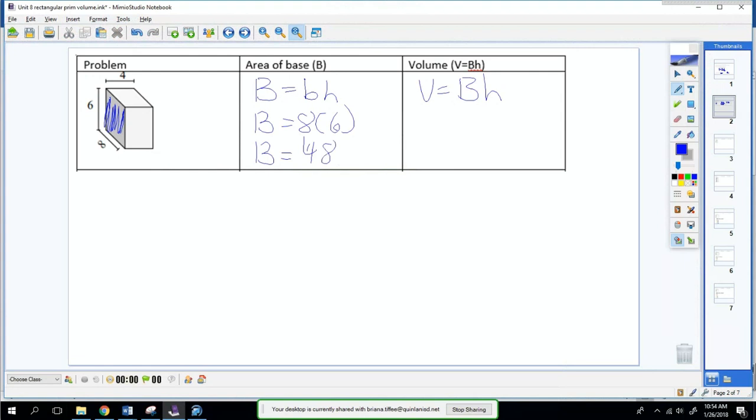And I know sometimes my big B's will look like 13, so just pay attention to that. So volume, you replace big B was 48, and then the height of the figure will be 4. It's basically the number that you did not use. So it'll be 4. So you're going to do 4 times 48, which is 192. And that's how you find volume of a rectangular prism. Pretty straightforward.